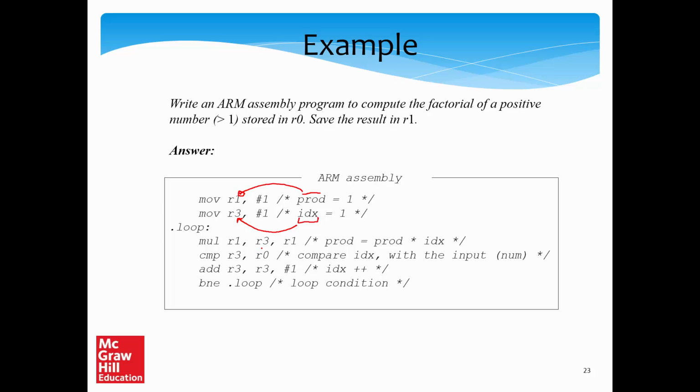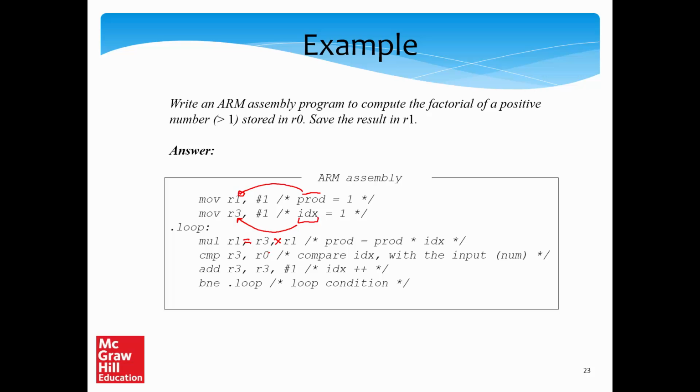So let's do one thing. Let's start. Since we know that the number is greater than 1, we can happily start with the multiplication and check later. So let's first do the multiplication, which is prod equals prod times idx. In this case, I multiply the index, which is in R3, with the current product in R1 and save it in R1.